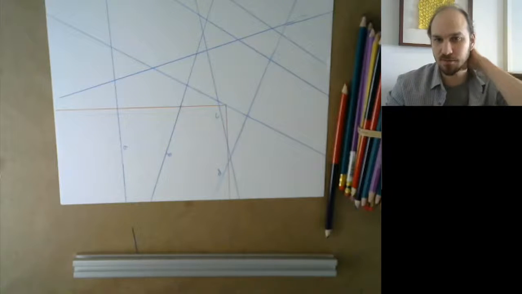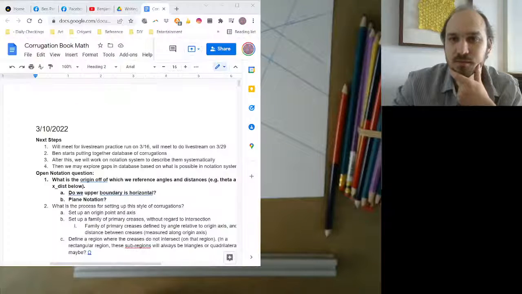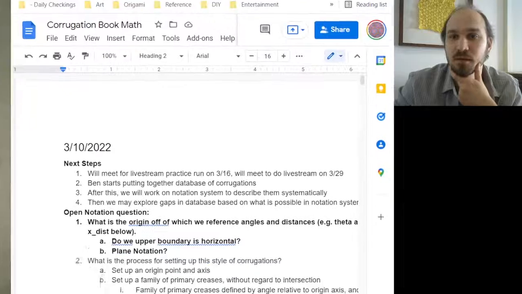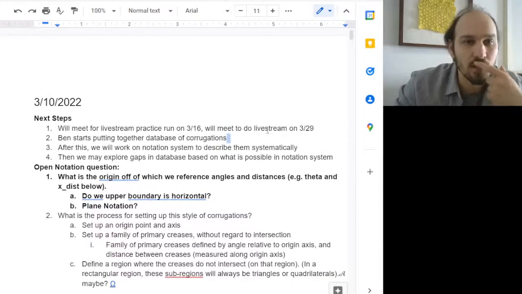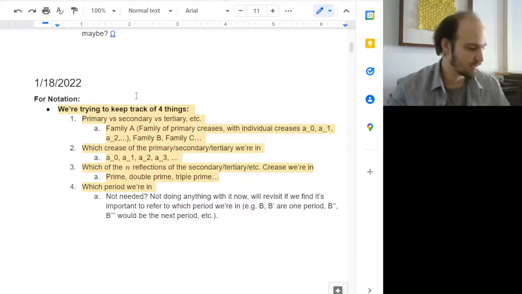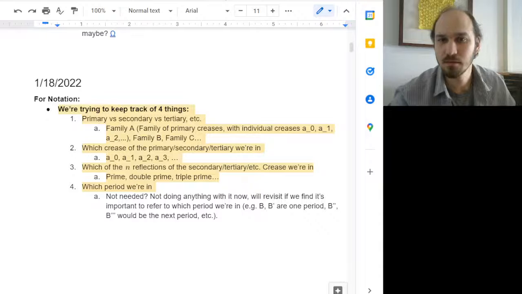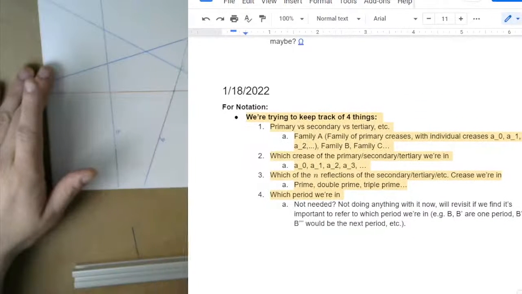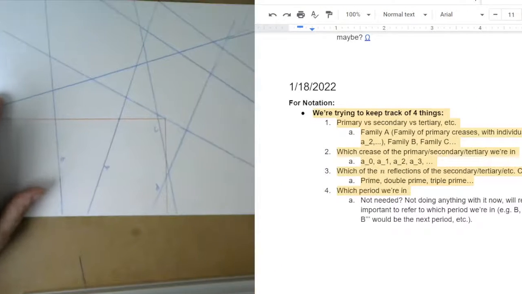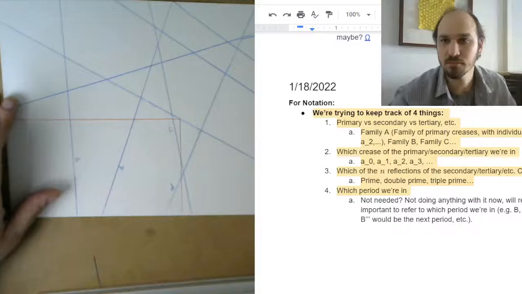Cool. All right, so I'll share this with you guys. Cool. Here we go. So every crease on this region, let me move that around a little. There we go.